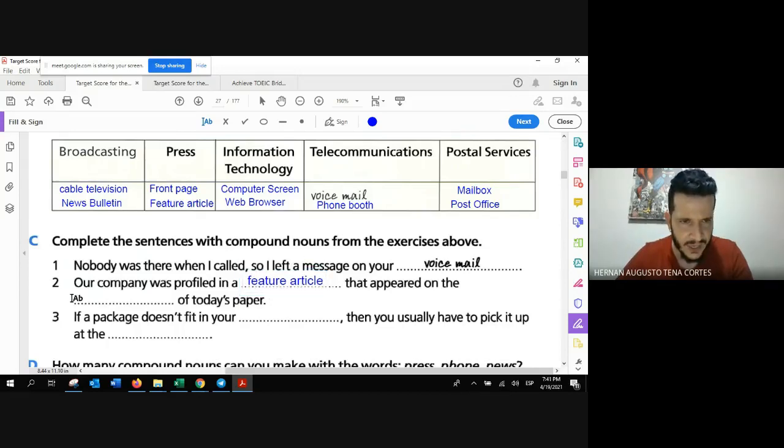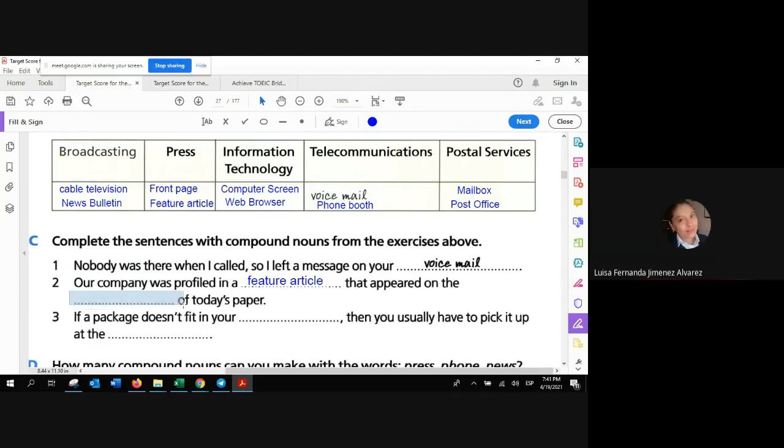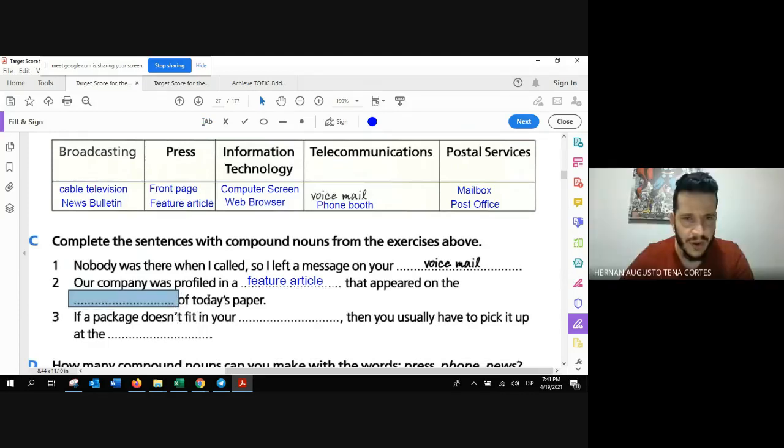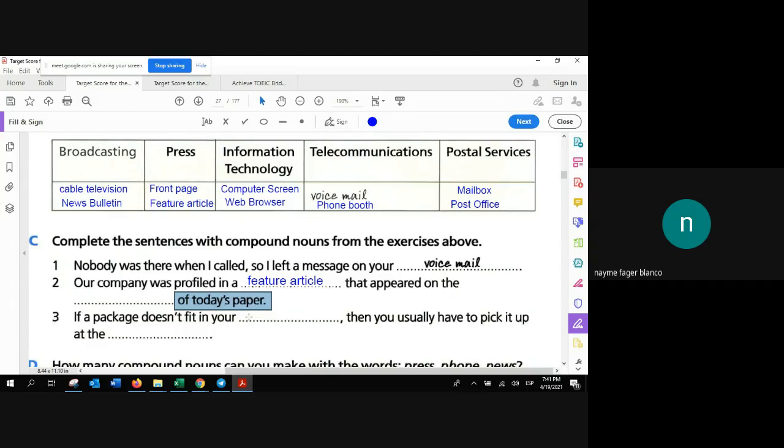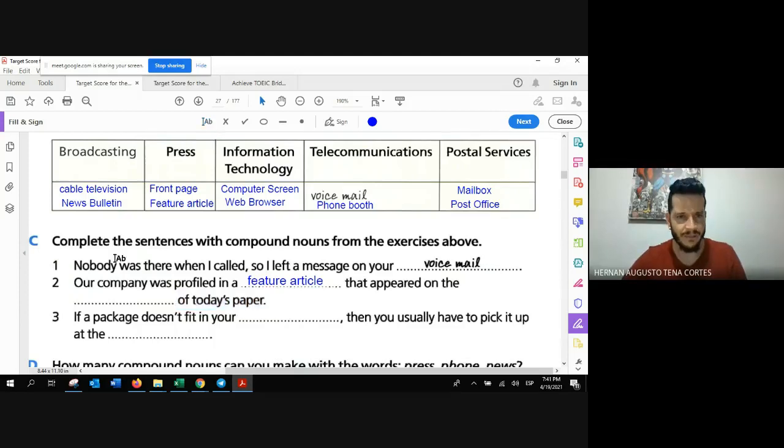And what do you think would go in the second section of this sentence? News bulletin. Very close. But look what this says here: of today's paper. What vocabulary? Front page. Front page. Yes. Very good.